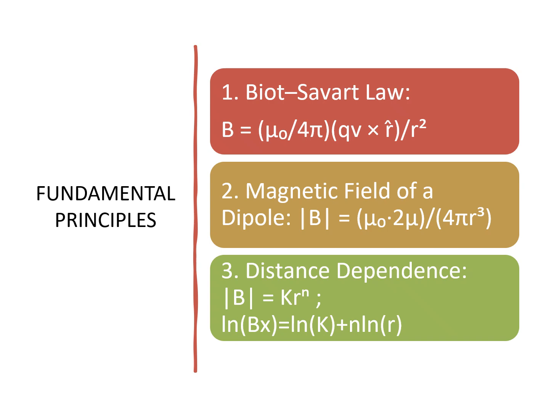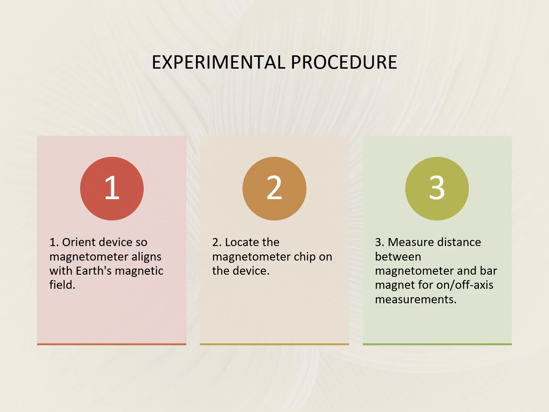And then distance dependence is a big one here. So the magnitude of field B equals K R^n, and then using some natural logs, you can get the natural log of B_x equals the natural log of K plus n times the natural log of the magnitude of r.